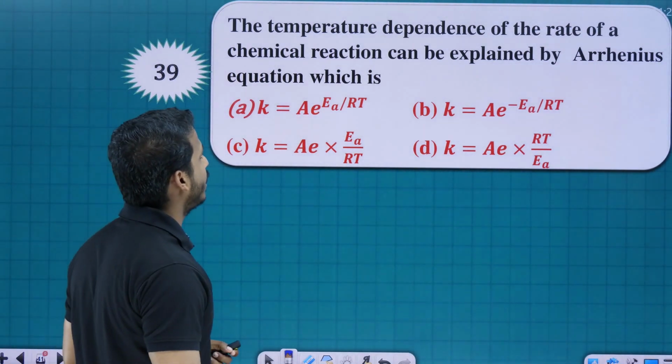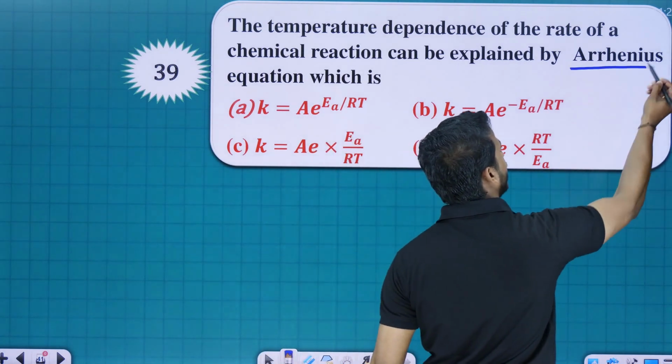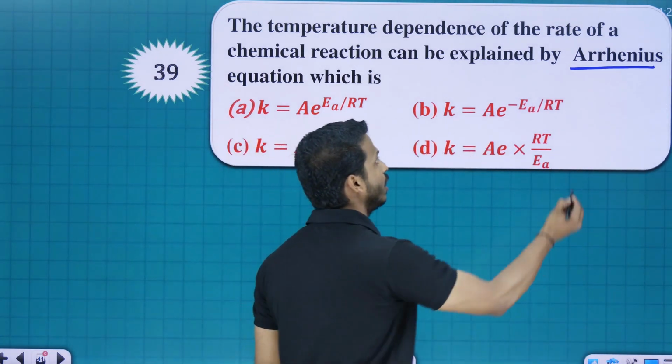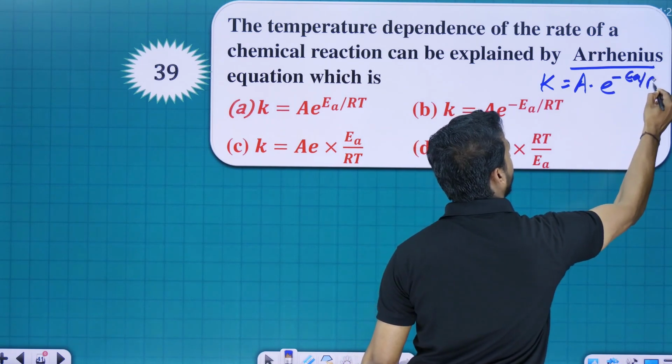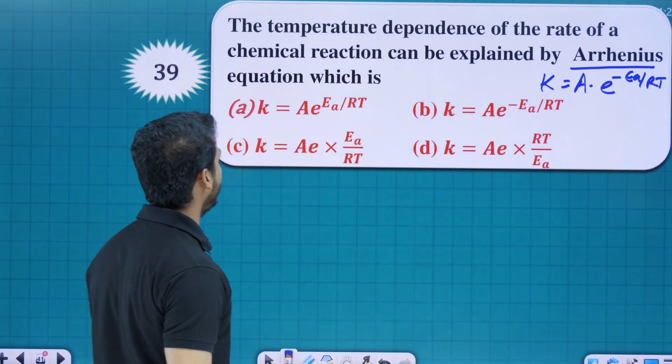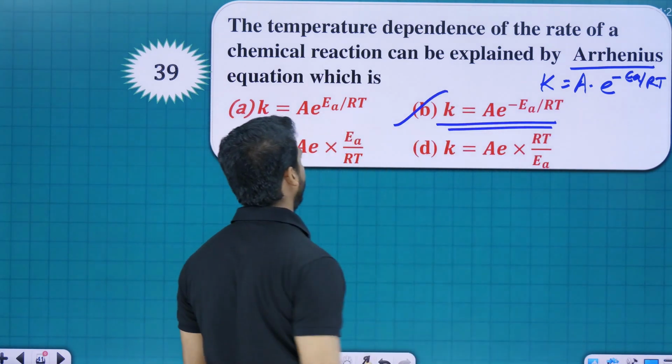The temperature dependence of the rate of a chemical reaction can be explained by the Arrhenius equation. What is the Arrhenius equation? K is equal to A into e raised to minus Ea by RT. Where K is equal to A into e raised to minus Ea by RT.